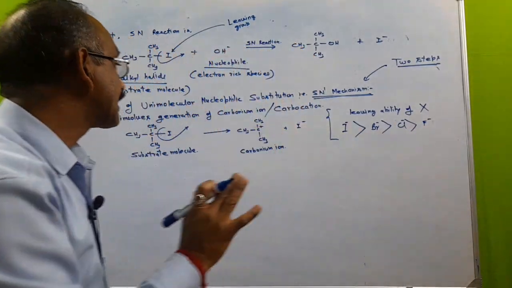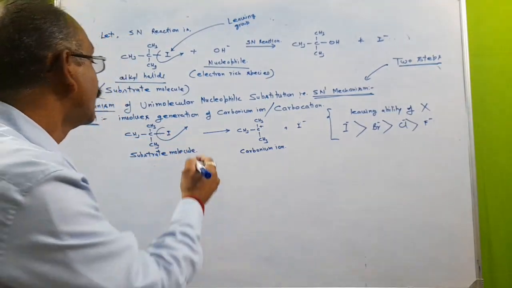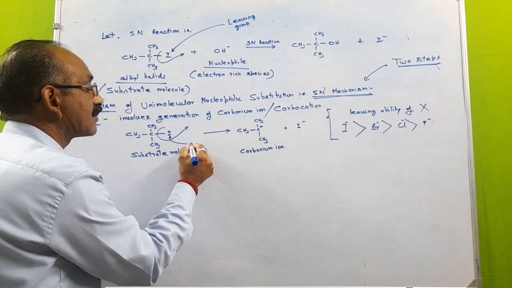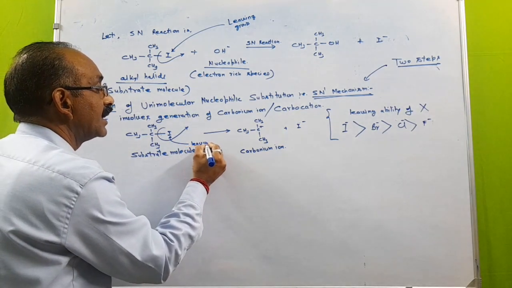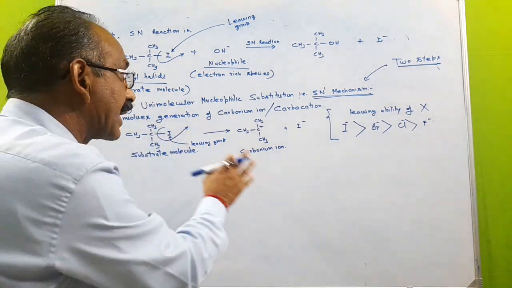Is it clear? That's why I'm taking here I as a leaving group. This I group is being replaced. So that's why this one is a leaving group. Okay. And here we will get the carbonium ion.